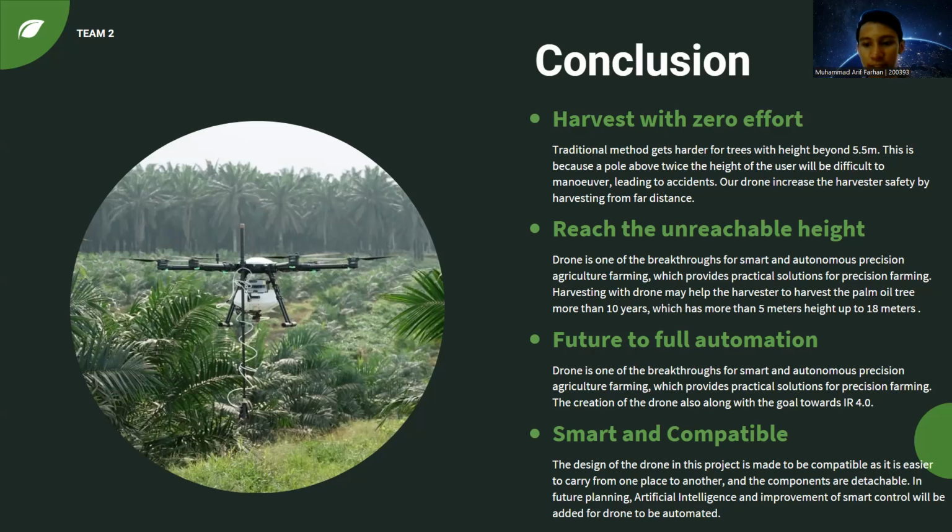And the last one is smart and compatible. The design of the drone in this project is made to be compatible as it is easier to carry from one place to another, and the components are detachable. This makes it easier for the harvester to carry our drone throughout the plantation.